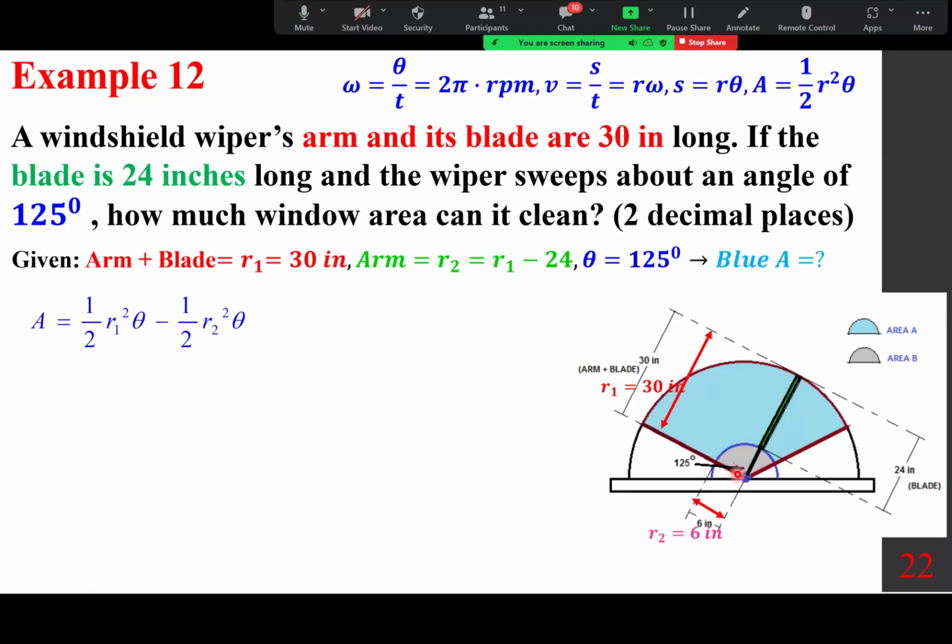So we have everything. R1 is 30 inches, R2 is 30 minus 24, or 6 inches. It's given here. And theta is 125 degrees. We multiply it by pi over 180. We get 25 pi over 36. I'm assuming this conversion is easy for everybody. Okay.